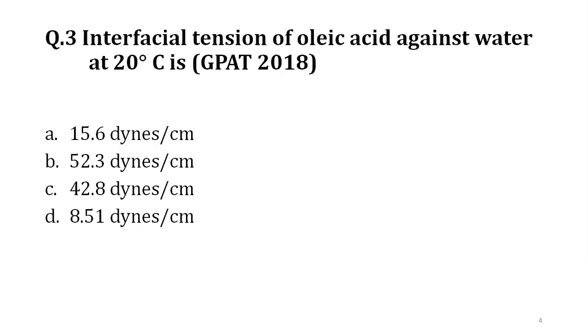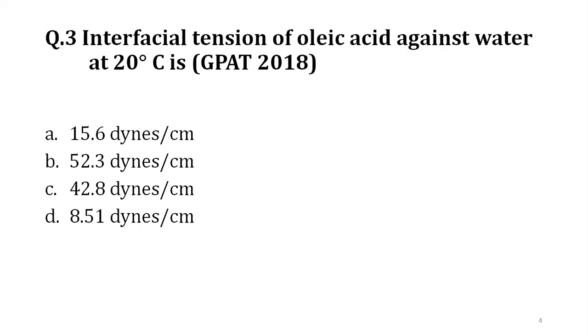Next, the interfacial tension of oleic acid against water at 20 degrees Celsius is. This question was asked in GPAT 2018. Option A, 15.6 dynes per centimeter. Option B, 52.3 dynes per centimeter. Option C, 42.8 dynes per centimeter. And option D, 8.51 dynes per centimeter.